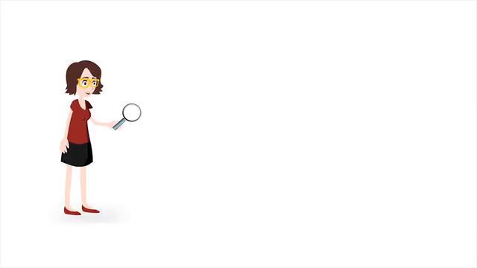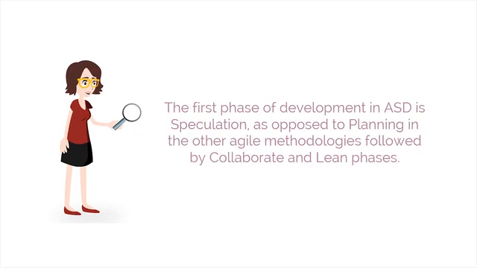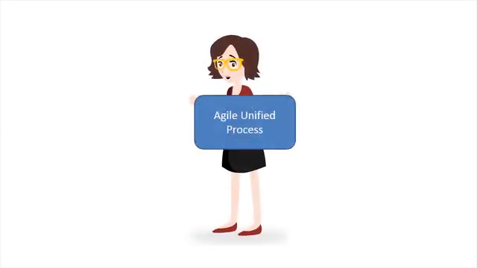ASD is feature-based and target-driven. The first phase of development in ASD is speculation, as opposed to planning in the other Agile methodologies, followed by collaborate and lean phases. The eighth method is Agile Unified Process.